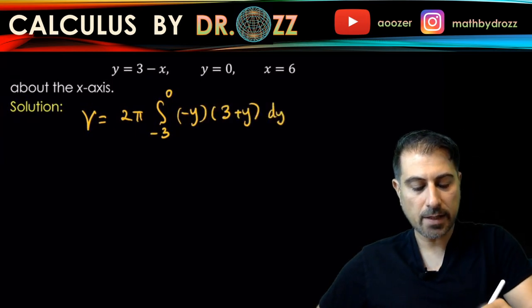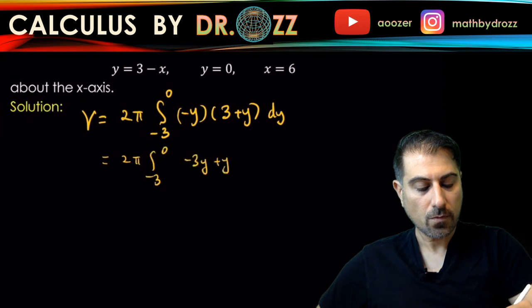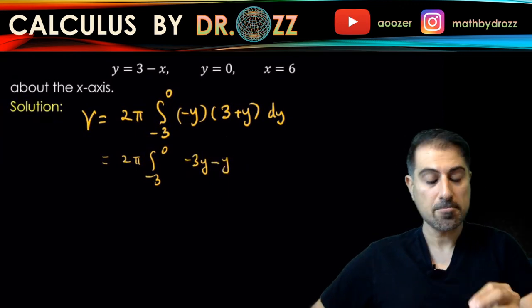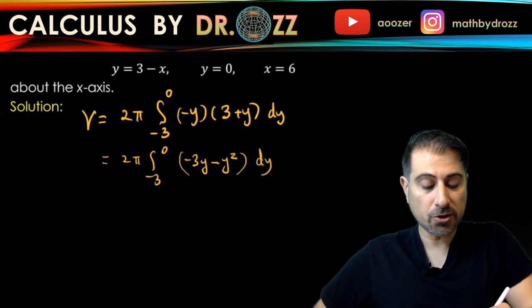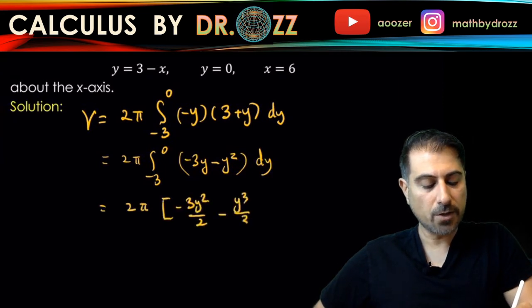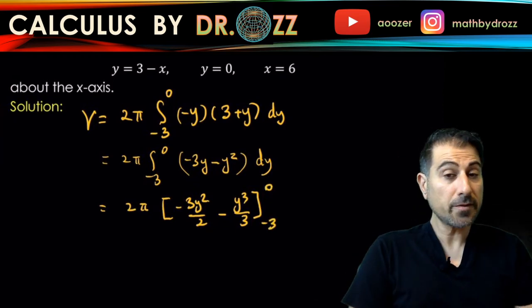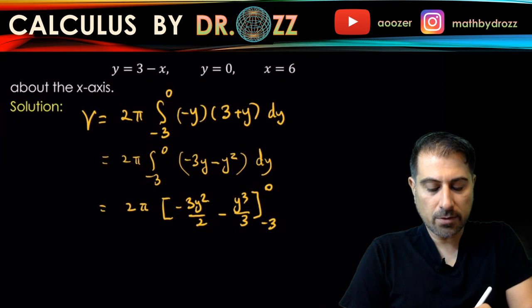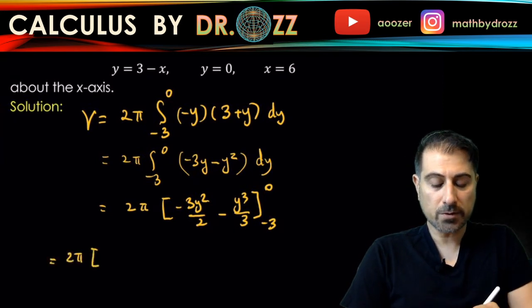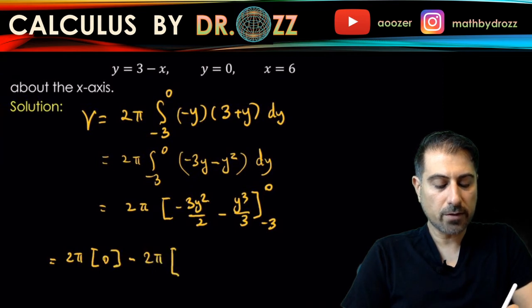All right, let's simplify this. 2 pi, integral from negative 3 to 0, of negative 3y minus y squared dy. Let's find the antiderivative in one shot: negative 3y squared over 2 minus y cubed over 3. Well, there's no integral now, so we're just using the upper and lower limits. We can use the fundamental theorem of calculus. We're going to plug in 0, but you're going to get 0 because the y squared and y cubed terms are all 0, minus 2 pi. Now we're going to plug in negative 3. So negative 3 squared over 2 minus negative 3 cubed over 3.